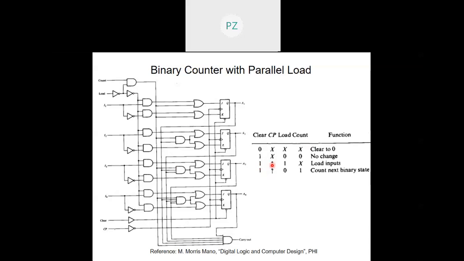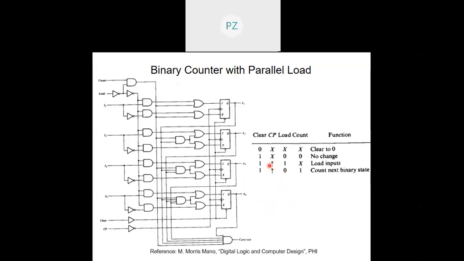Why positive edge? Because I am inverting this clock pulse and it is a negative edge triggered flip-flop, right? So two negatives make it a positive edge triggered. That is why I'm showing the positive edge. This is a way to show the positive edge. I could have shown 1, but 1 means it requires a sustained 1. No, only the positive edge, that means the edge which takes it from 0 to 1. So this is the way to represent it.